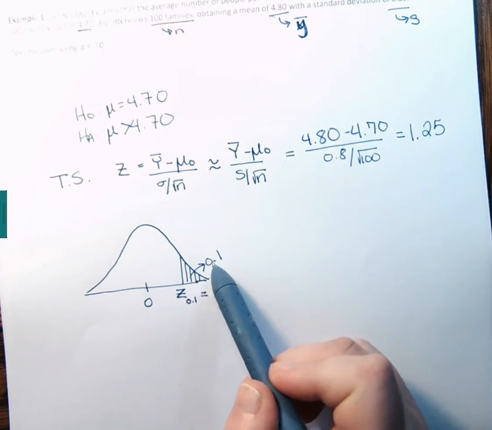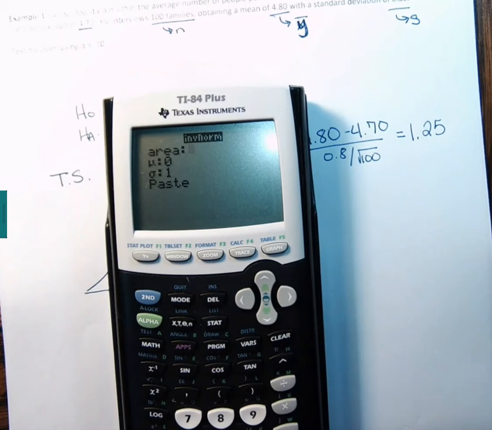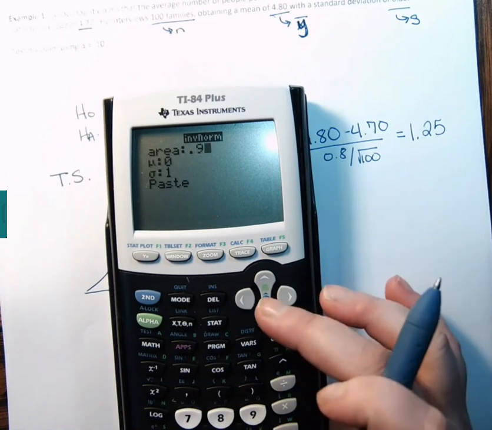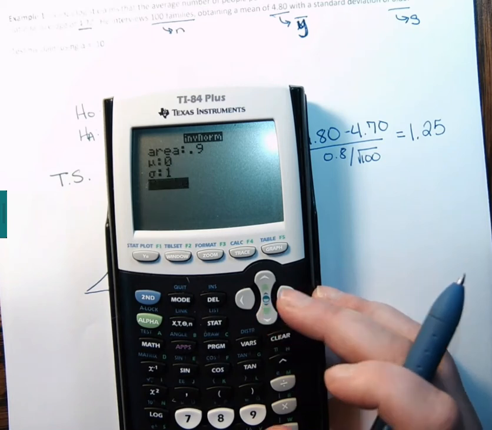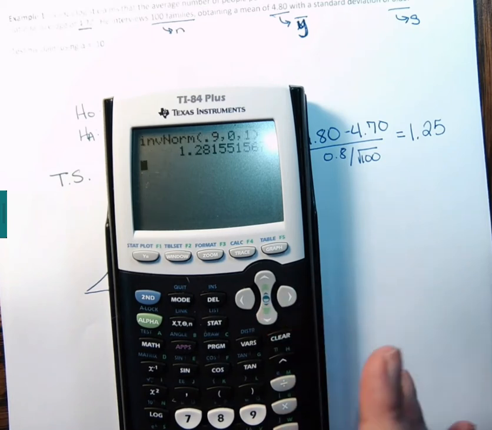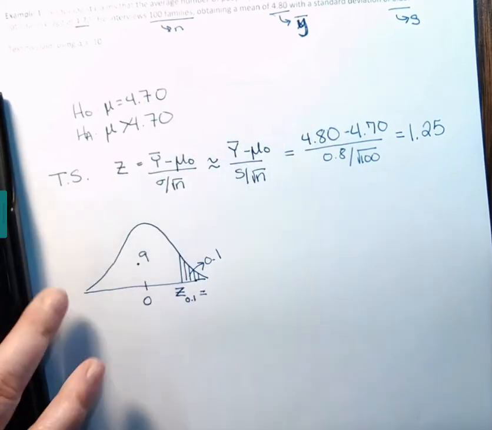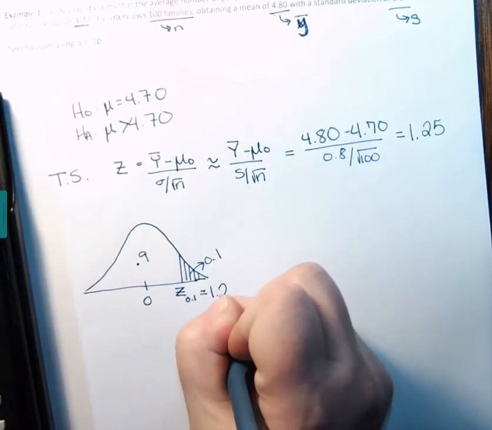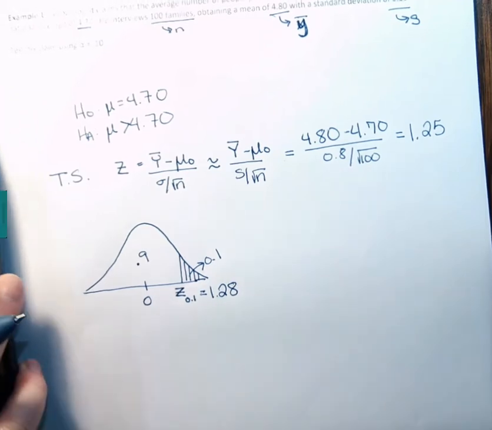If I have 0.1 to the right, that means to the left I have 0.9. So I'm going to give my calculator area 0.9. And we are working with the standard normal distribution, so I'm going to leave that as a 0 and 1. And notice this gives me the endpoint 1.28. And so my endpoint here is 1.28, and this is going to help me find my rejection region.